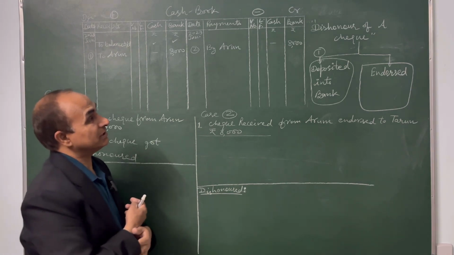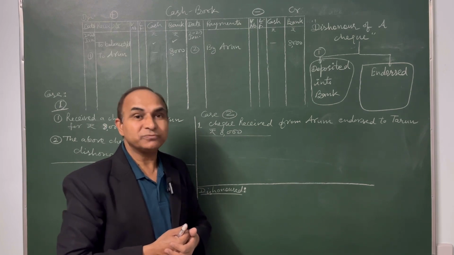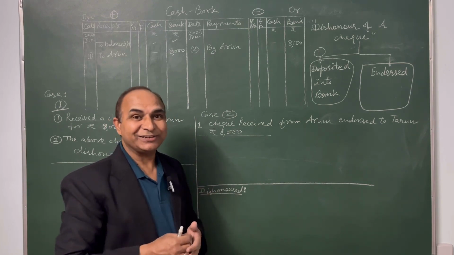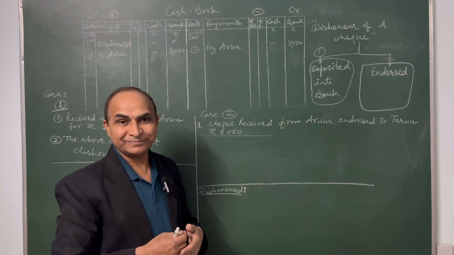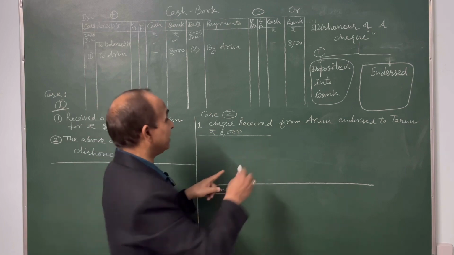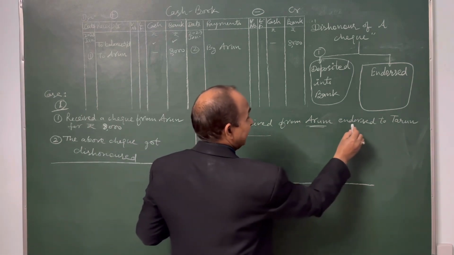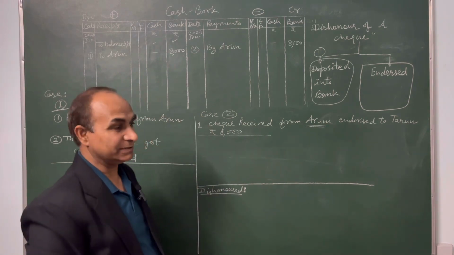How to record this transaction now? If a check is endorsed to someone, endorsement means use of check for making creditors payment, suppliers payment. And here is a transaction. Check received from Arun, endorsed to Tarun, 8,000 rupees.